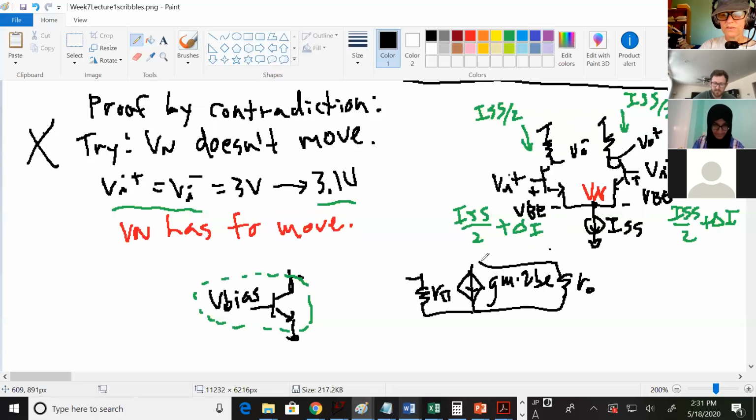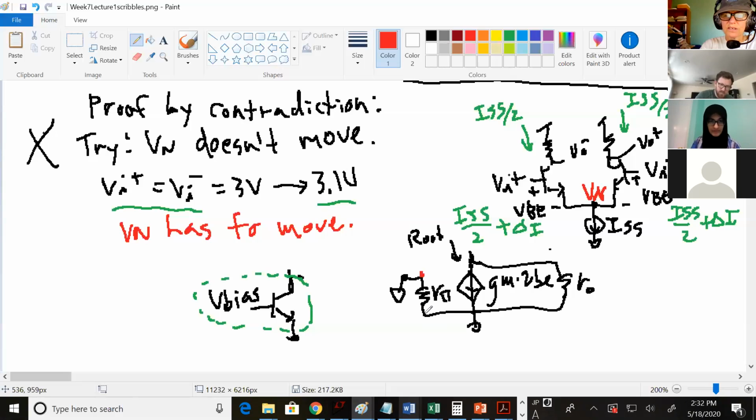The emitter's grounded, so I'll ground that. This is the resistance I'm asking for, supposed to be R out. And what happens to the base? It's grounded. Okay, so anything drop out here? The current source drops out.